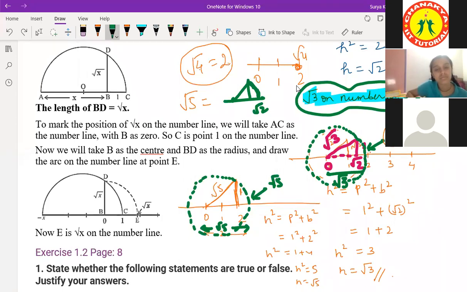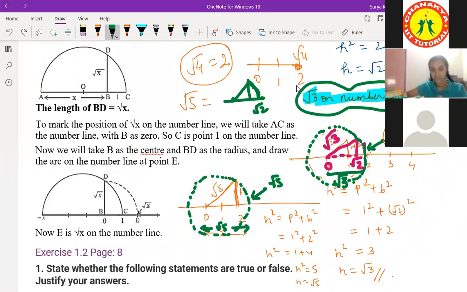Arc, no problem. Everyone is teaching with an arc only. But why we are drawing an arc here, that is more important, right? That you might not be knowing, why we are putting an arc. Arc is a part of a circle. Understood? Arc is a part of a circle.